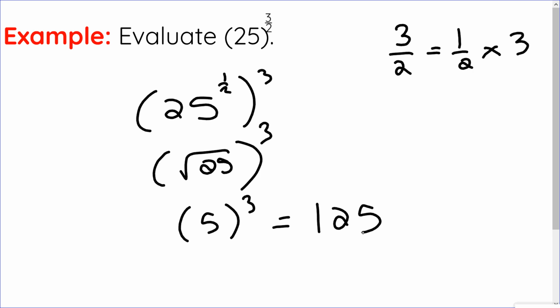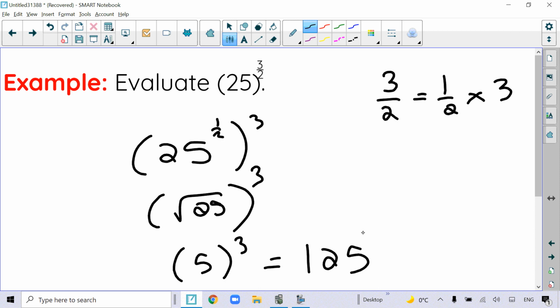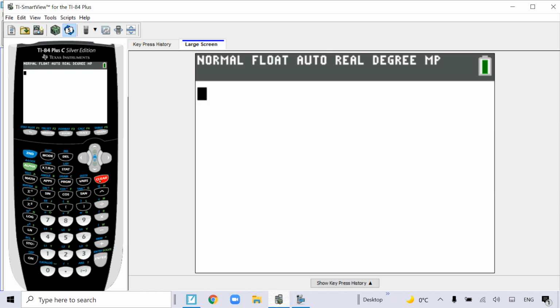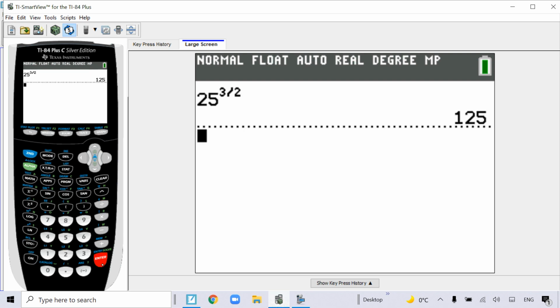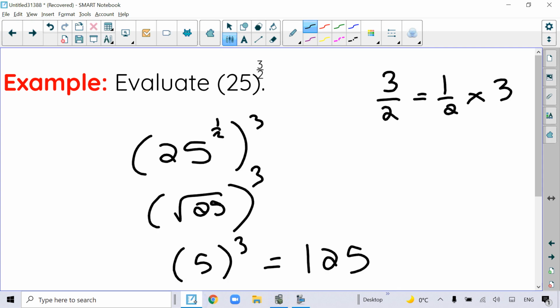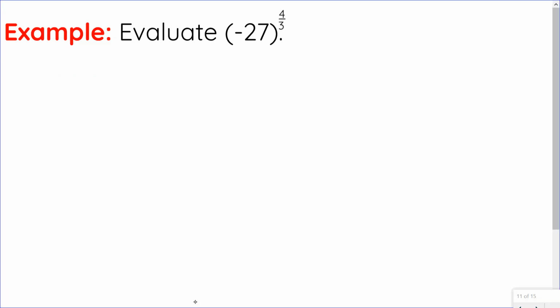So if my method works, let's check it on the calculator. 25 to the 3 halves should be 125. Let's check. So 25 to the 3 halves, 3 divided by 2, is in fact 125. I did it correctly. So let's try another one using this same method.